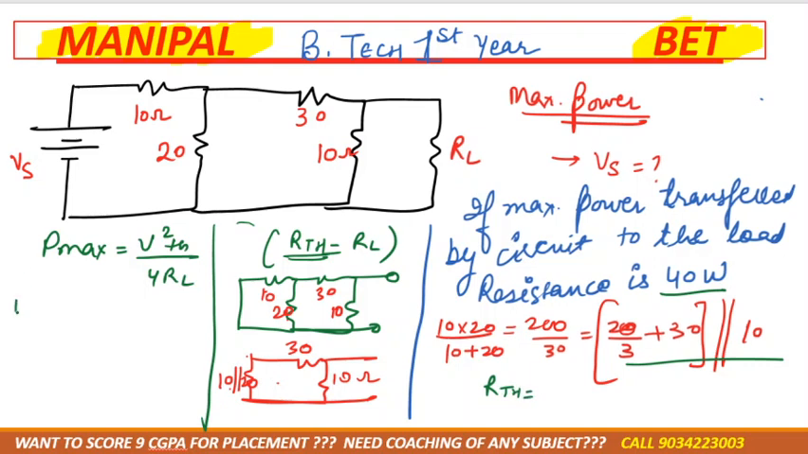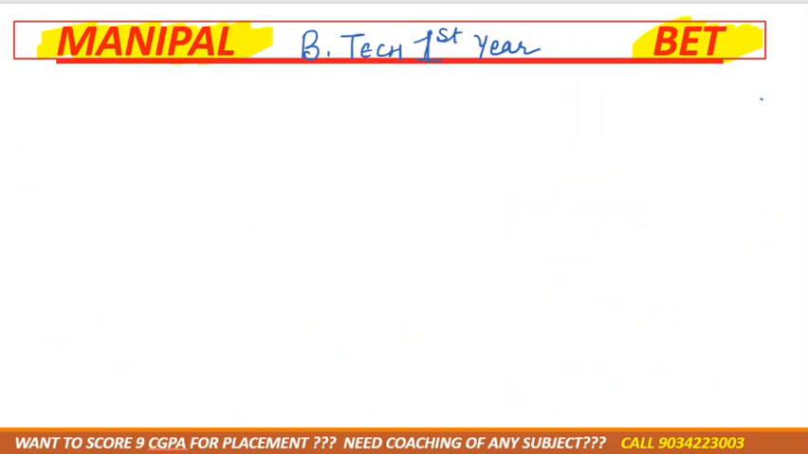Maximum power they have already given as 40. For RL we don't know, but RL is equal to RTH. So whatever value you get over here, you can substitute it over here. Only one variable is left, that is VTH, and from here we can get VTH. Yes or no? First of all, tell me.